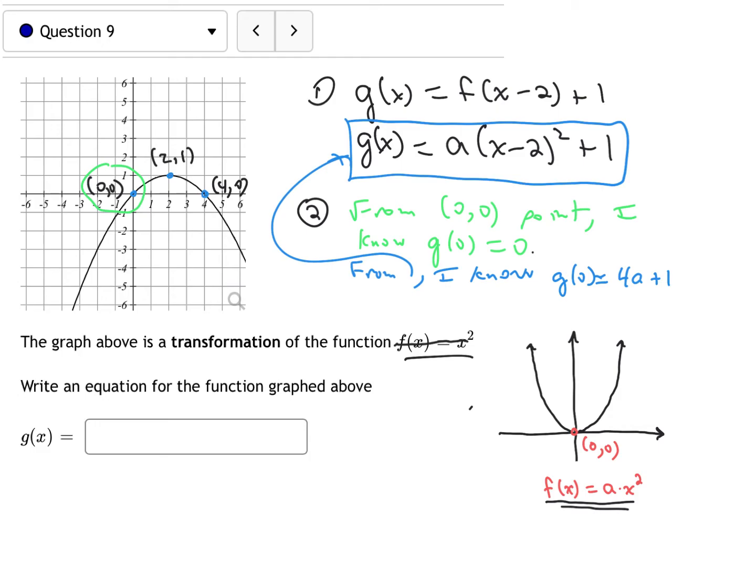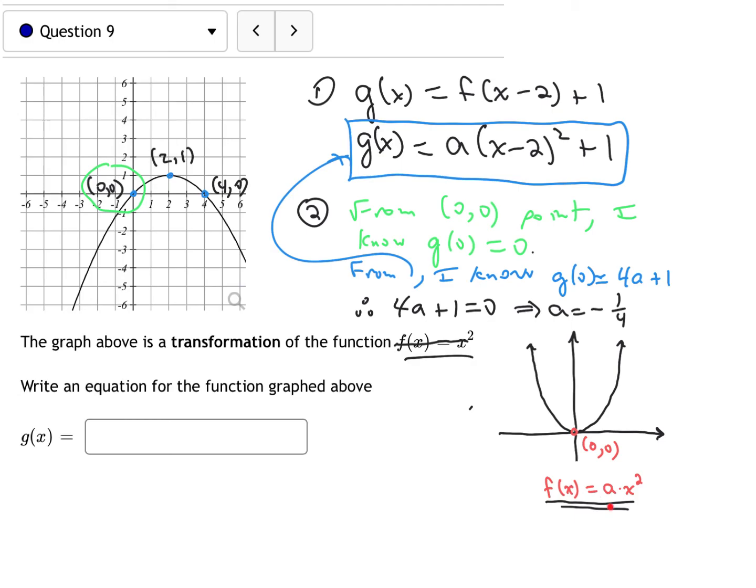And so I know both of those things. I know that g of 0 has to be 0 because of this point, and I know that g of 0 is 4a plus 1 because of this. So if g of 0 is both of those things, that means those two things have to be equal to each other. So therefore, 4a plus 1 must be 0. And from there, we can determine that a has to be negative 1/4. And we knew the a was going to be negative.